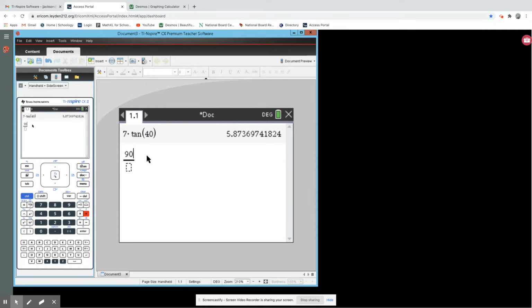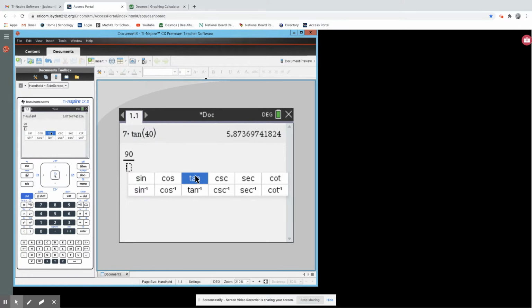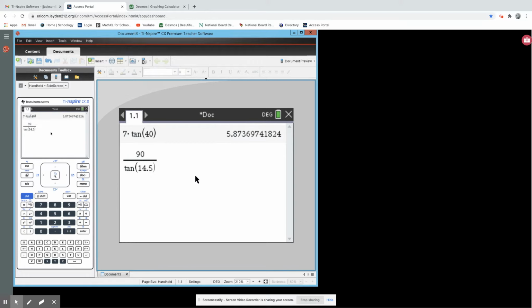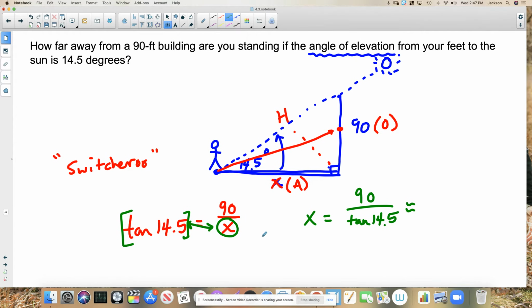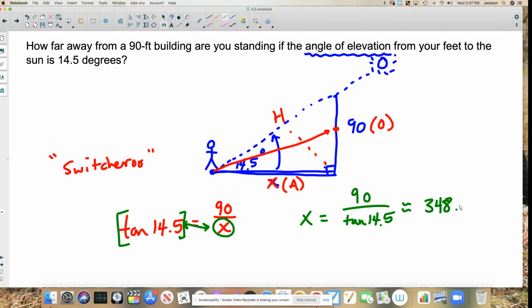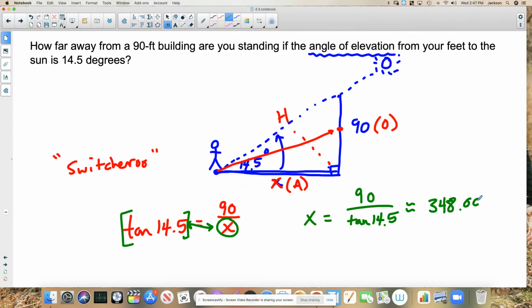Then we can type in 90 over the tangent of 14.5, and we get approximately 348 feet. Like I said, we like to round to 2 decimal places, and that would round to just 348 feet. So again, the switcheroo we use when the value we're solving for is in the denominator, and we move the entire trigonometric package out and move that variable in its place.